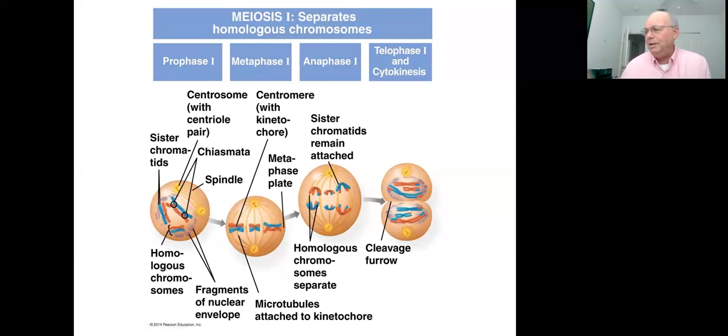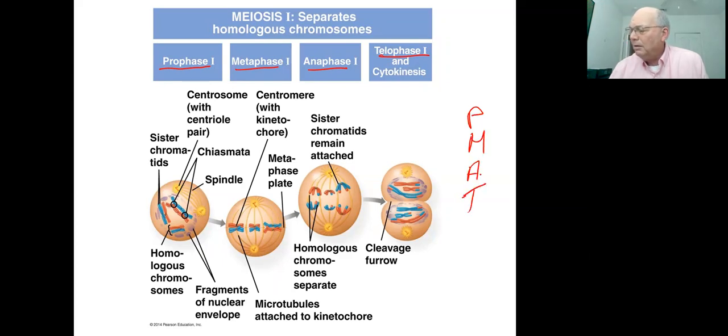Now, the first thing to recognize is that the names of the phases up here, prophase, metaphase, anaphase, telophase, fit into the PMAT format. When we were talking about mitosis, remember we were using PPMAT, because there was the prometaphase inserted between prophase and metaphase. I don't know of any freshman biology textbook that includes prometaphase in meiosis.